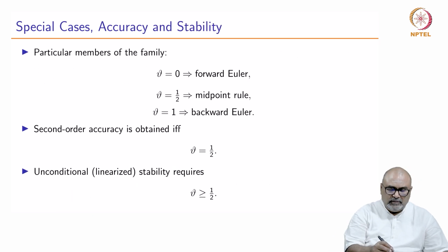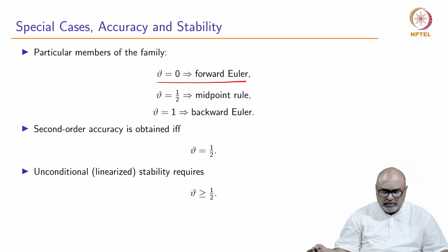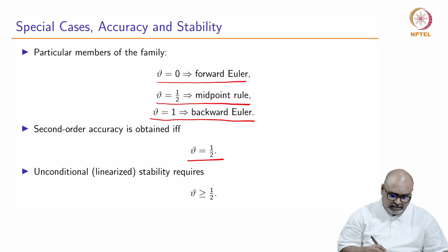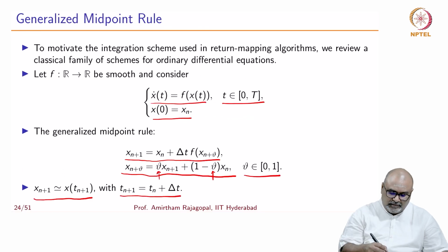So, for v equal to 0, it is called the forward Euler scheme, and when v is equal to 1/2, it is called the midpoint rule, and when v is equal to 1, it is called the backward Euler scheme. And second order accuracy is obtained for the midpoint rule when we have v equal to half. And this type of time marching has unconditional stability or linearized stability if we have the value of v in this expression greater than or equal to half.